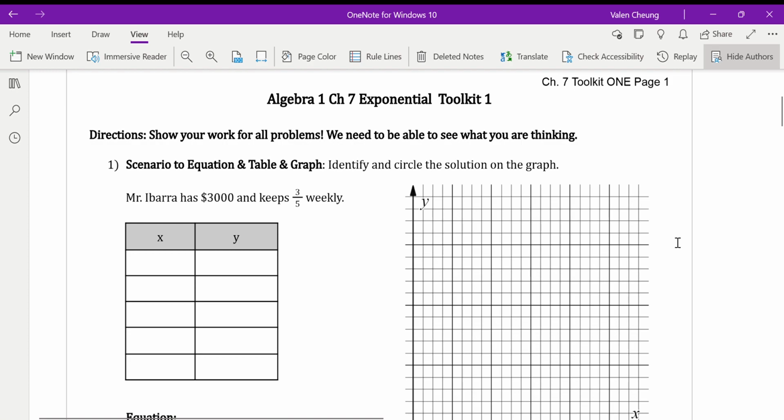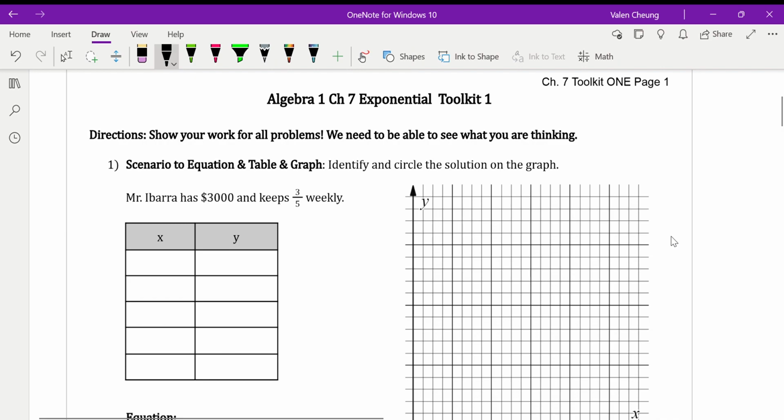So we start with the question. It says, Mr. Ibarra has $3,000 and keeps 3/5 weekly. He starts with $3,000, so that's your starting value. Starting value always goes with 0. So 0, 3,000. And then he keeps 3/5 weekly.